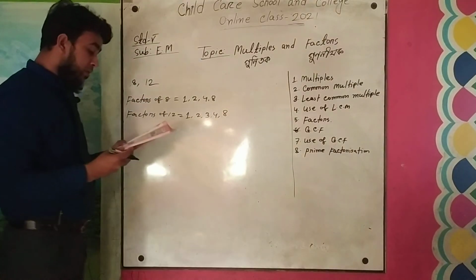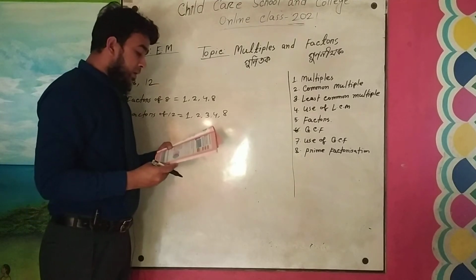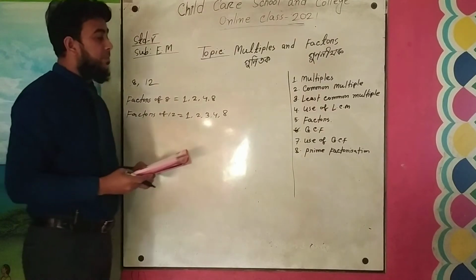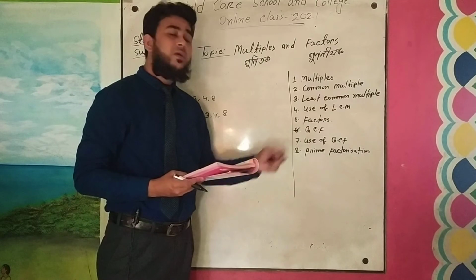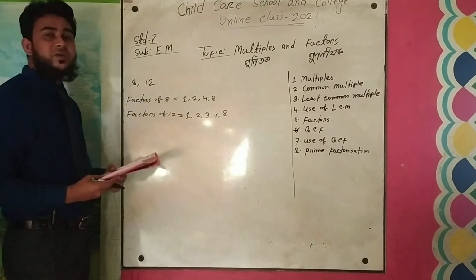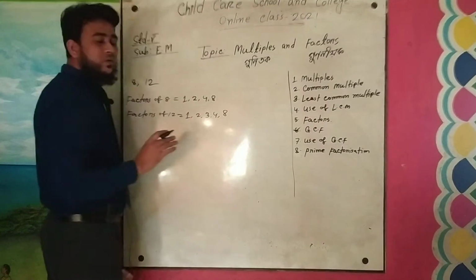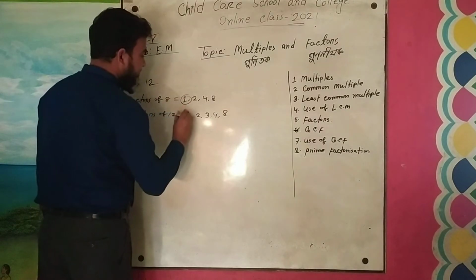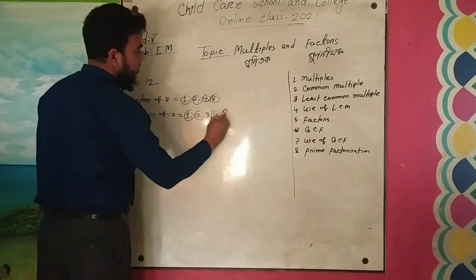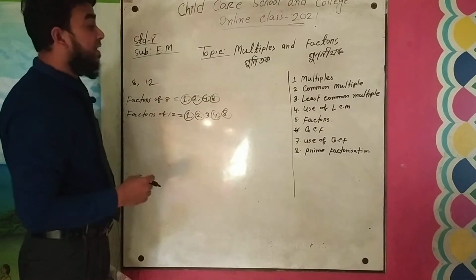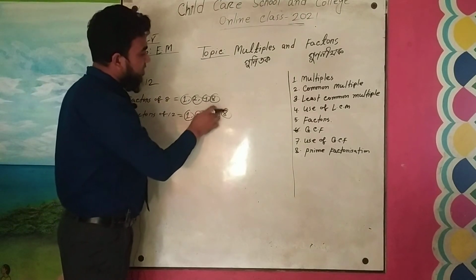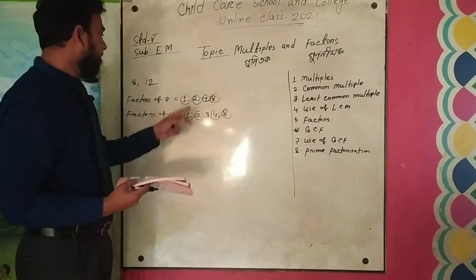So look here. If we find the GCF from here, then what will it be? GCF full meaning, we know, is greatest common factor. Look here, all these are factors of 8 and 12. So what is the greatest? At first we have to find the common factors. Look here, 1 is common, 2 is common, and 4 is common. So we have to find the greatest. Greatest means the biggest factor. So here the biggest common factor is 4. So here GCF will be 4.